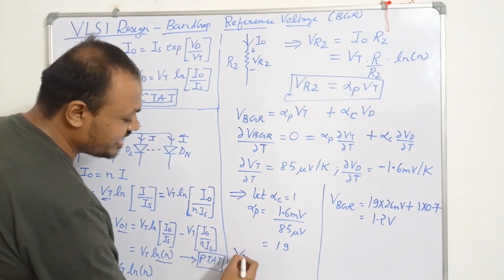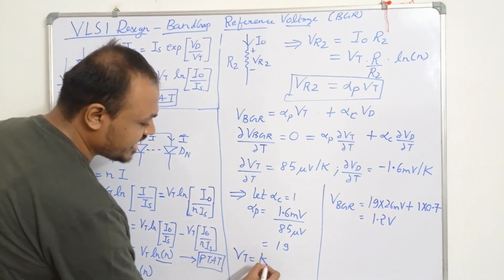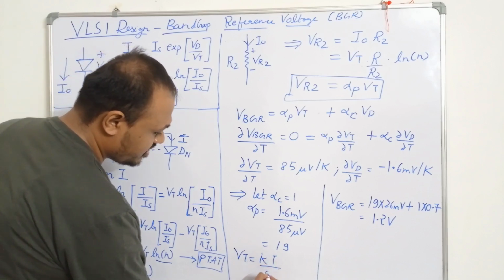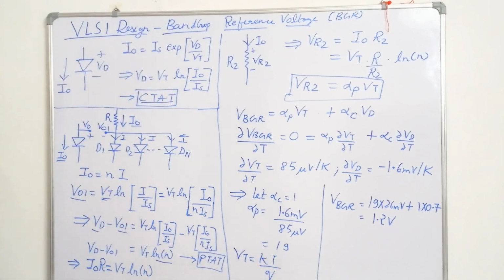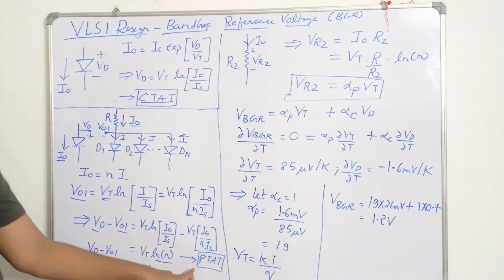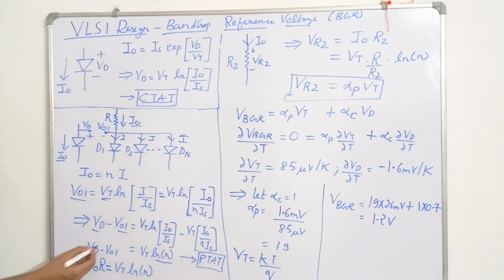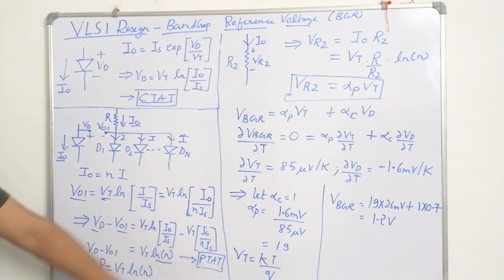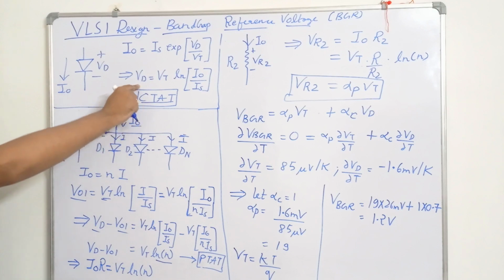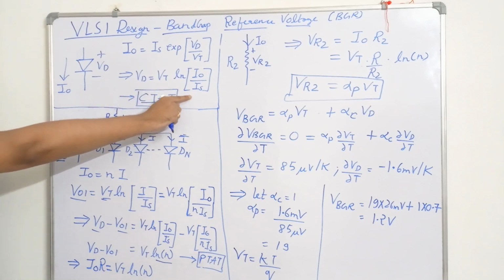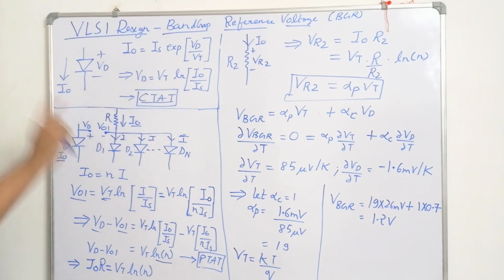The thermal equivalent for voltage is Vt equal to kT by q, where k is the Boltzmann constant, q is the electronic charge, and T is the temperature in Kelvin. So Vt will increase as the temperature increases. So this is a PTET device: as the temperature increases, this Vd minus VO1 will also increase. This was a CTET device: as the temperature increased, the voltage was decreasing.